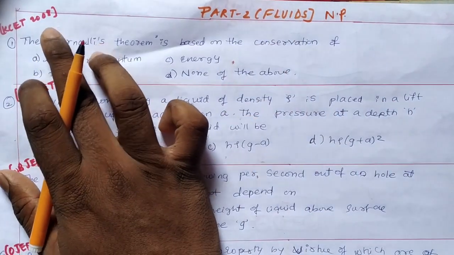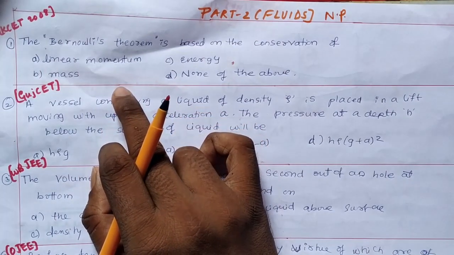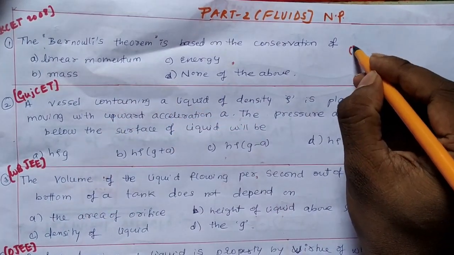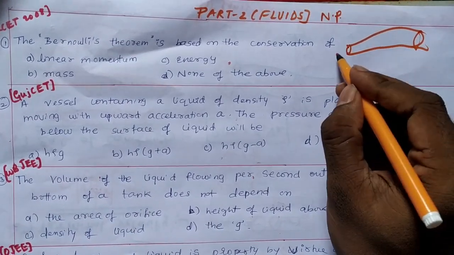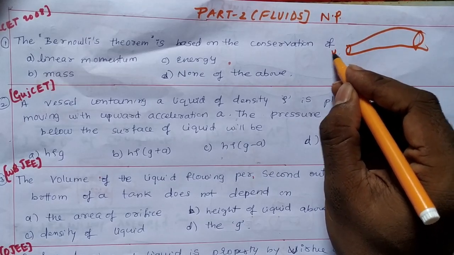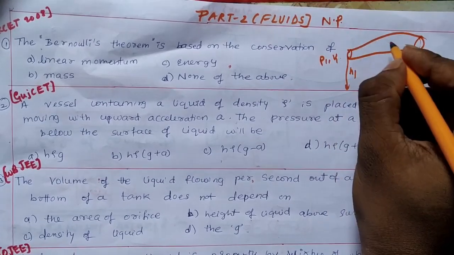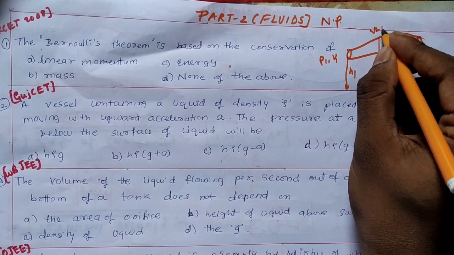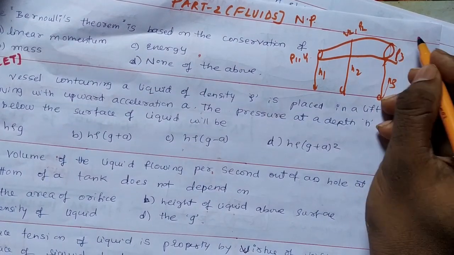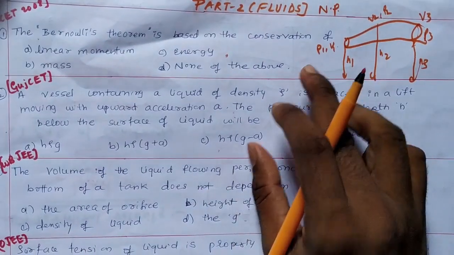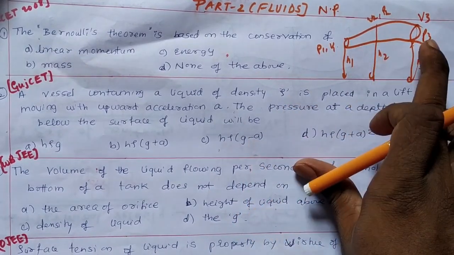The first one is KCET 2008. Bernoulli's principle is based on the conservation of... see, Bernoulli's principle, in the last class we have seen that. For that I have considered a pipe like this. Here pressure is P1, velocity is V1, height is H1. Here height is H2, velocity V2, pressure P2. Here it is H3, pressure P3 and velocity V3. We have seen that total potential energy, pressure energy and kinetic energy here should be equal to here, should be equal to here.